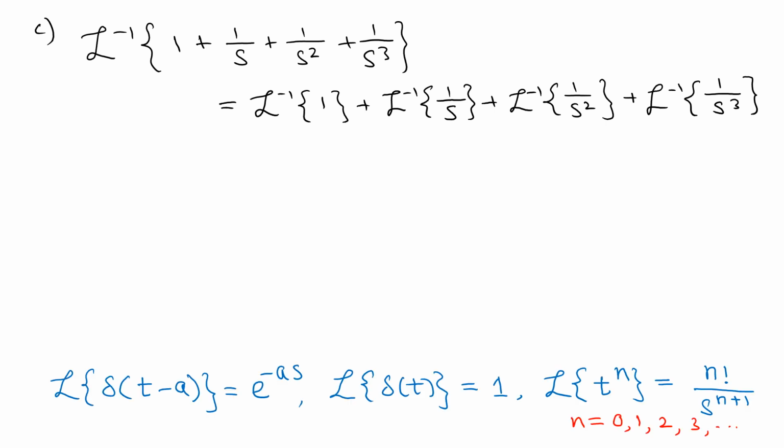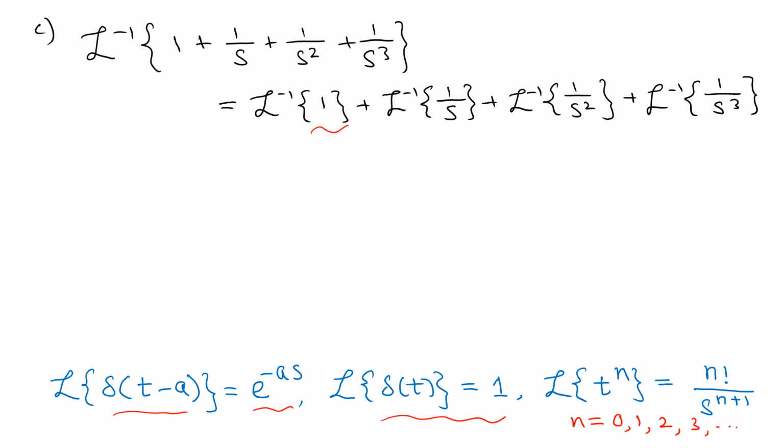So we have the so-called Dirac delta function here. When you have the Dirac delta function shifted by a, you get e to the minus as. That's what you get, e to the minus as. And when you plug in a equals 0, you get this one. When you plug a equals 0, it's the Dirac delta t, and the transform is 1. So that's what we need for our problem.